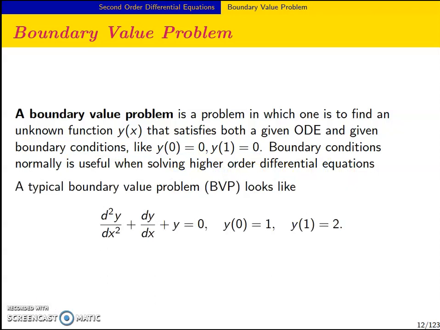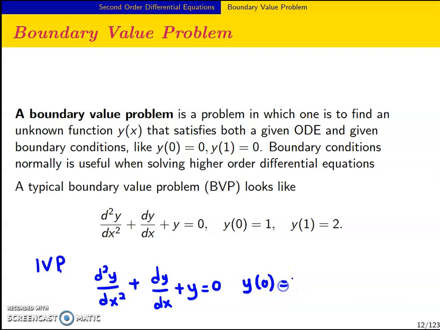Okay, so typically a boundary value problem looks like this. What's the difference between BVP and IVP? These are the differences. For an IVP, initial value problem, for instance, you have the same equation, the second derivative plus dy/dx plus y equals 0, and you are given one initial condition.